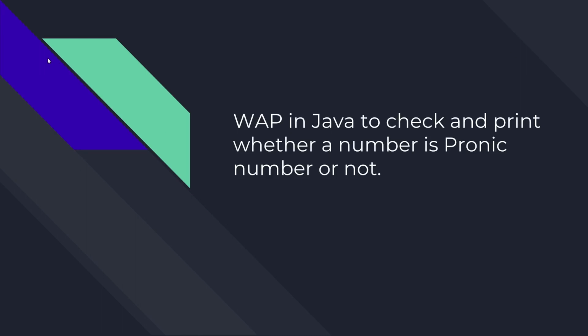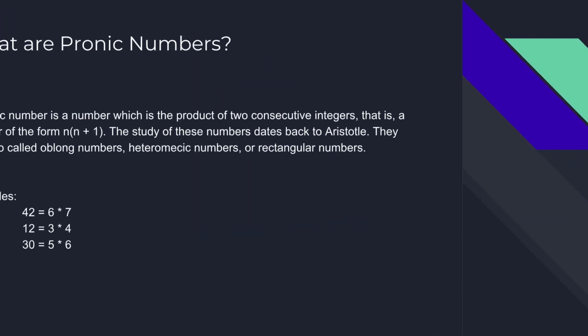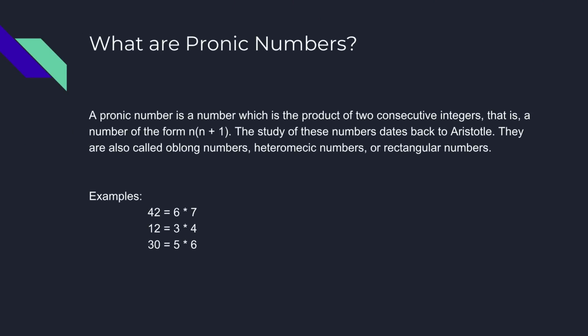Hello friends, in this video we will try to write a program in Java to find out whether a number is a Pronic number or not. So let's figure out what a Pronic number is. A Pronic number is a number which is a product of two consecutive integers, that is, a number of the form n times n plus 1.